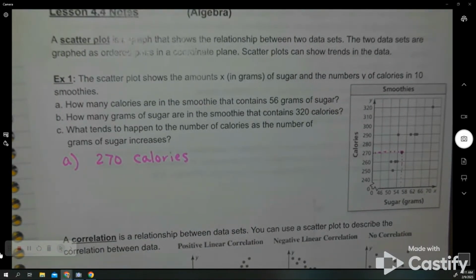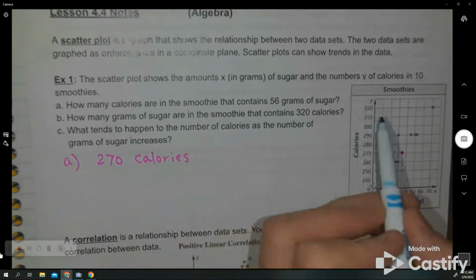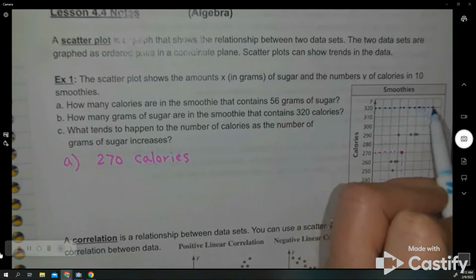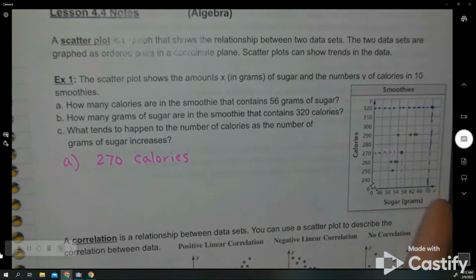For part B, it asks how many grams of sugar are in the smoothie that contains 320 calories. So this time I'm looking at my calorie side and I'm going to 320 and I travel over until I hit, oh, here's a data point right here. And then I have to travel down this line to see where it would land. And it looks like it lands at 70 grams of sugar.